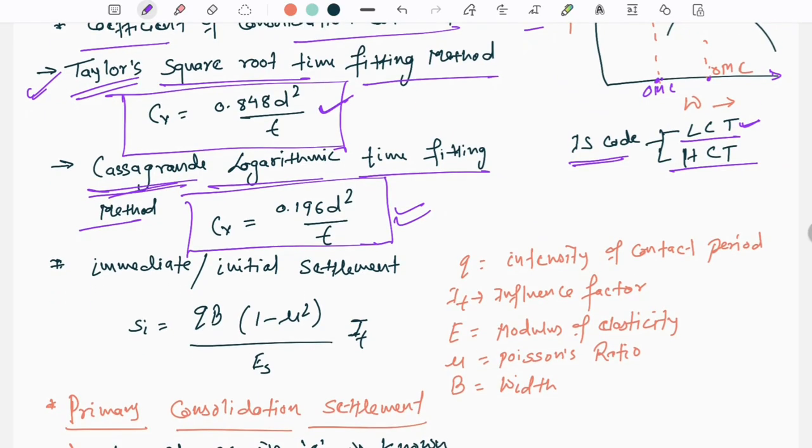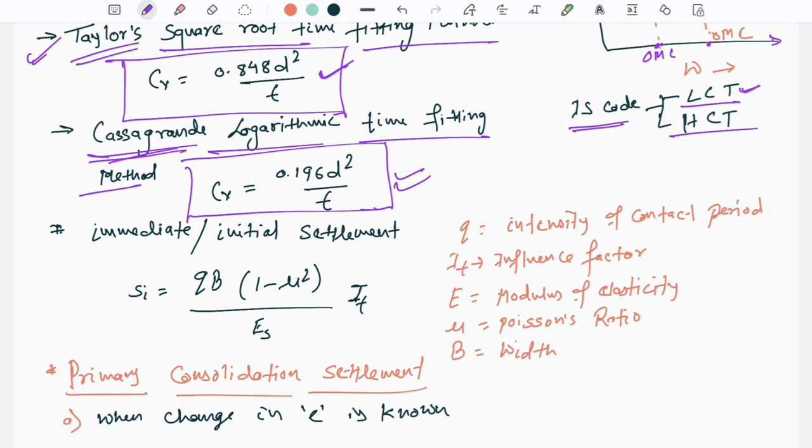Here d and t have their usual meanings. Now there is some settlement due to this consolidation. There are many types of settlement: immediate settlement, permanent settlement, like that.